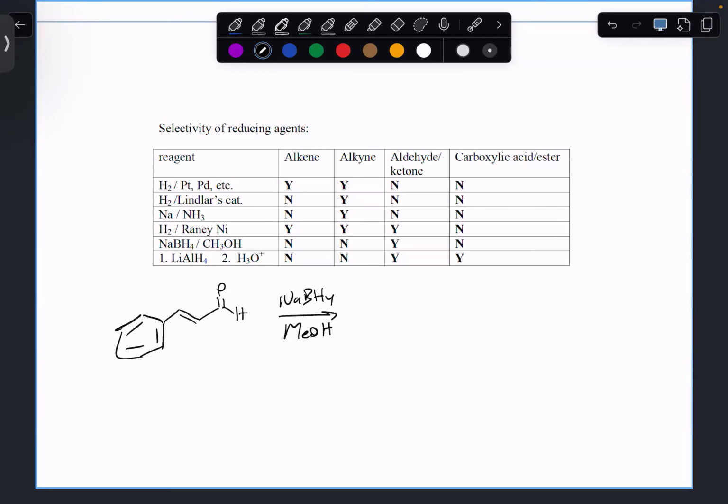So all the CC double bonds in this molecule are going to remain as is. The only thing that can reduce here would be the aldehyde. All right. Questions on that?